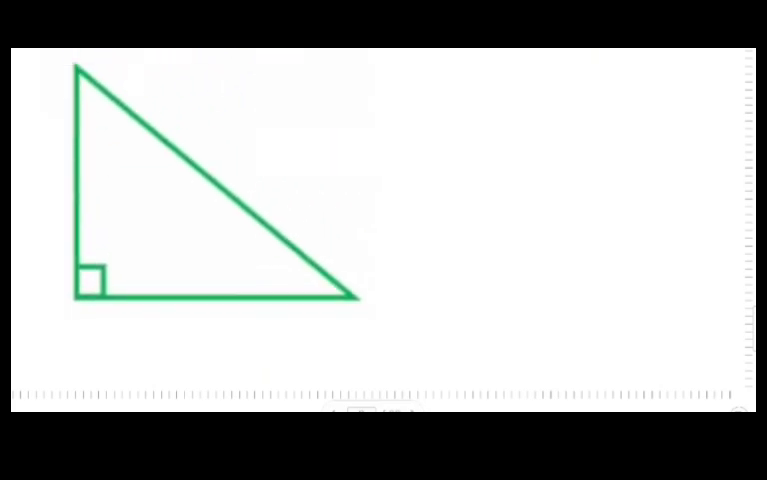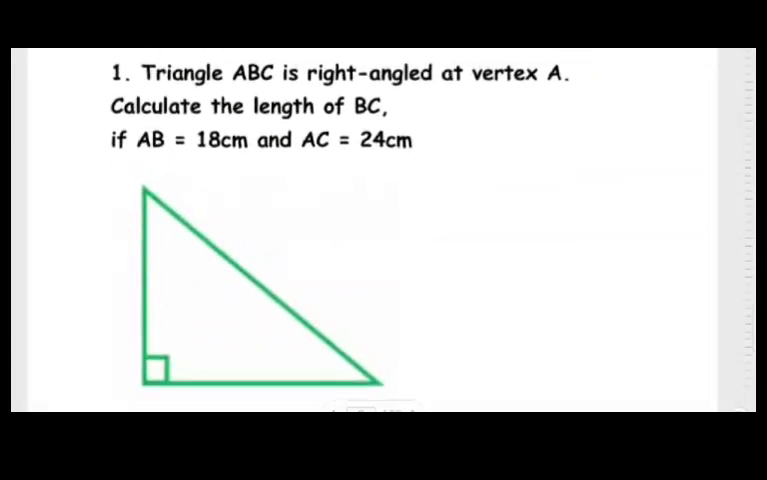So let's start. That's my first sum. It says triangle ABC is right angled at vertex A. So this is at vertex A. Calculate the length of BC. So if this is A, I might as well take this as B and this as C. First of all, we know we are doing chapter 5 Pythagoras. They are asking us to calculate BC. Yes, children. This is BC.